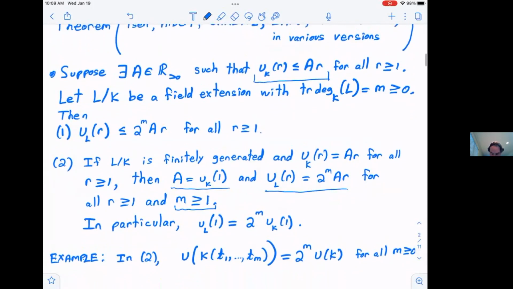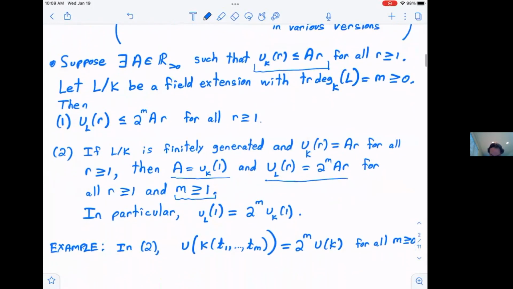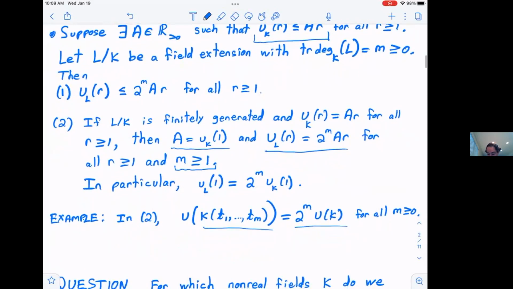Well, let me give one example then. So in number 2, for example, if I take just the rational function field in M variables under the hypotheses in 2, we would have a precise value for the U invariant of this rational function field. It would be this. And this does hold for all M greater than or equal to 0.